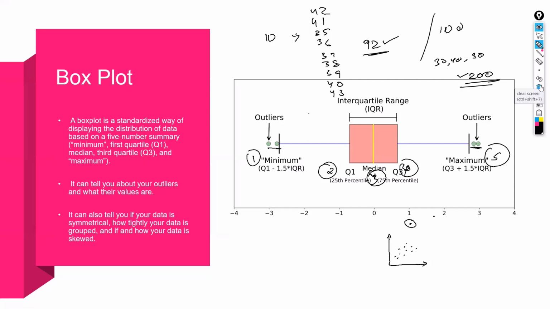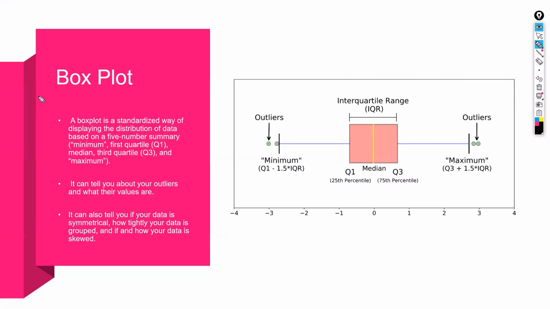Now I hope you have understood outliers. So the first thing, like I said, is that it tells us what our outliers are. What else does this graph tell us? It tells us if our data is symmetrical, how tightly our data is grouped, and if the data is skewed to one side. That's all this box plot is telling us. So first one, the 5 number summary.